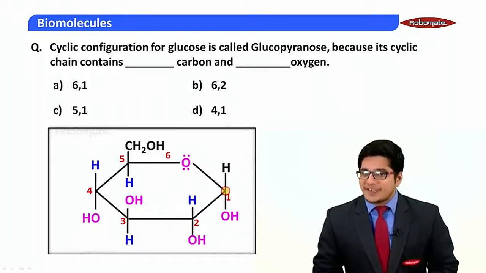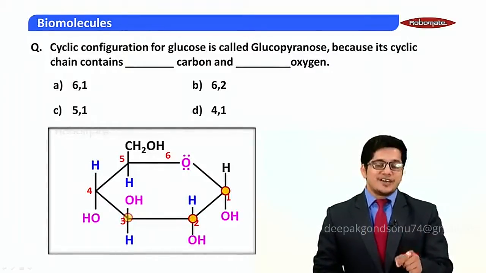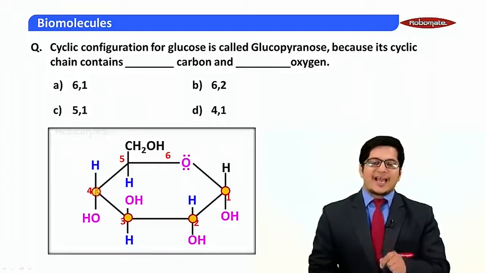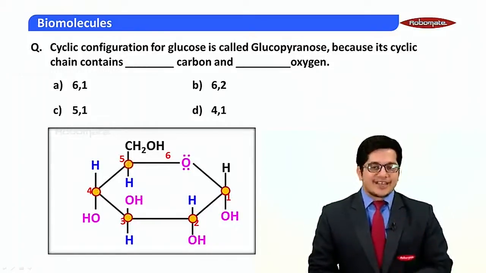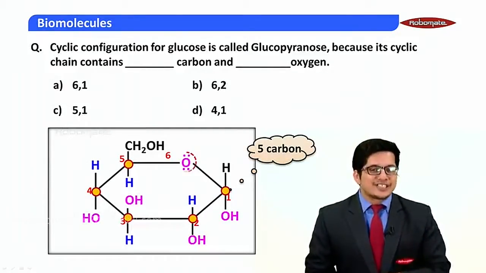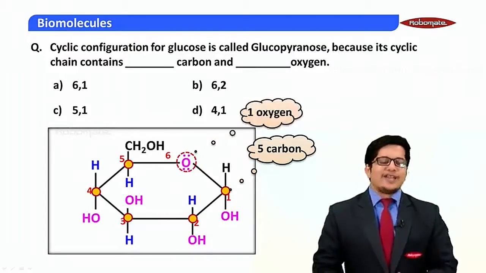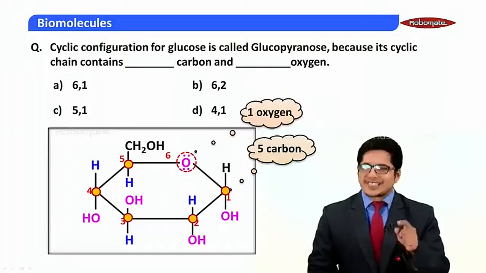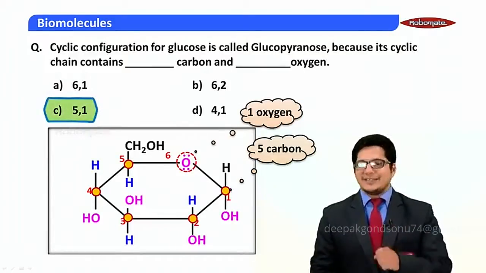Now, this is my first carbon atom. We have the second carbon atom. We have the third. We have the fourth. And we have the fifth carbon atom inside the ring. Also, we have one oxygen which is present inside the ring. So there are 5 carbons and 1 oxygen. And because of this, our correct option over here is option C.